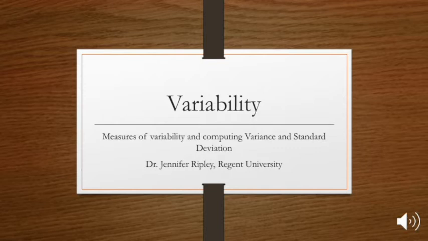The concepts are basic and they're part of the first unit of review of basic concepts in statistics that all students really should know prior to coming to Regent University, but we're going to do a little review of it.